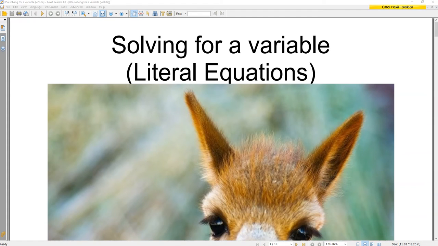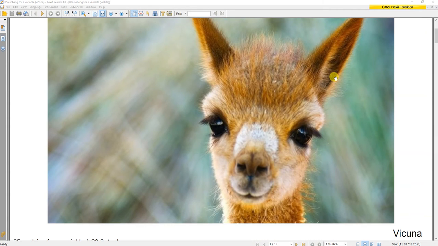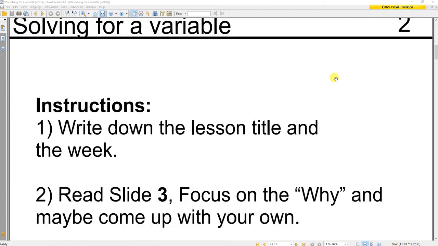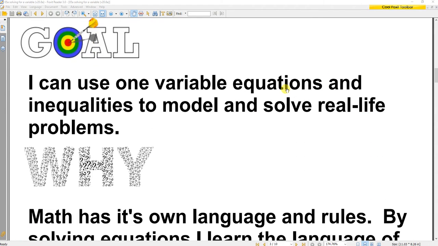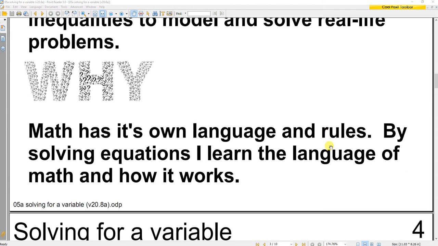Hey, this is Mr. Barr, and today we're going to do solving for a variable, also called literal equations. Goal: I can use one variable equations and inequalities to model and solve real-life problems. Why? Math has its own language and rules. I want to learn the language.